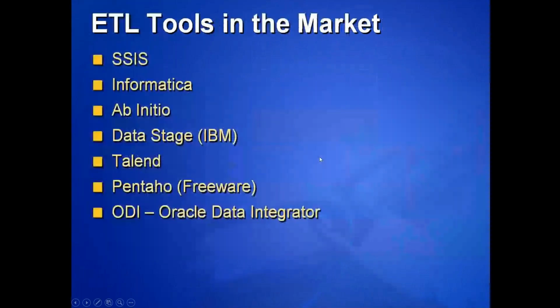What are the ETL tools we have in the market? We have SSIS, Informatica, Ab Initio, DataStage, Talend, Pentaho, and ODI, Oracle Data Integrator. All of these are the same kind of thing. Each tool extracts the data from the source, applies transformations based on the business rules, and loads that data into the destination. Destination is nothing but somewhere you need to load.